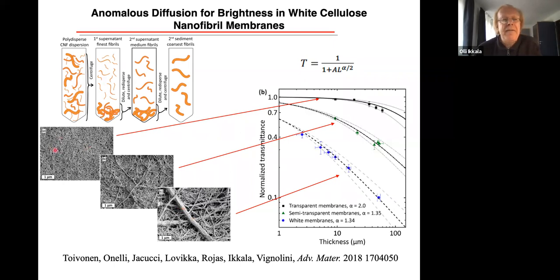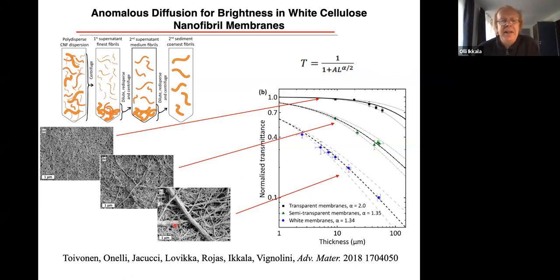So let's take first the well-made cellulose nanofiber film. Here is the transmittance, here is the film thickness. And what we see here is the normal light diffusion. It can be modeled by the Brownian diffusion across the membrane.